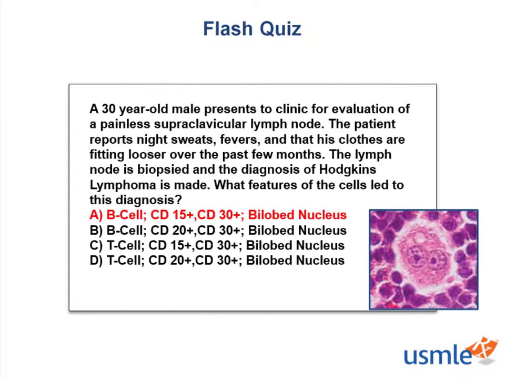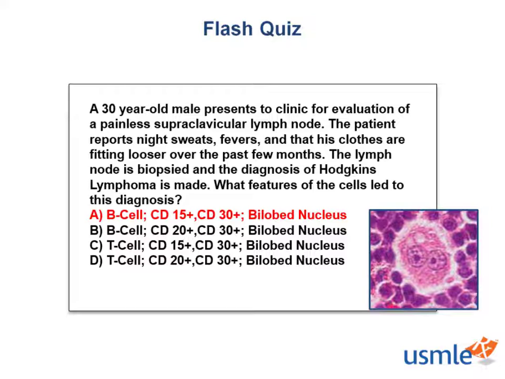The correct answer is A. Hodgkin's lymphoma usually arises from a B cell that undergoes a malignant transformation into a Reed-Sternberg cell that is positive for CD15 and CD30. Remember, 2 times 15 equals 30. The 2 represents the bilobed nucleus of the Reed-Sternberg cell, and 15 and 30 represent these key cell markers.